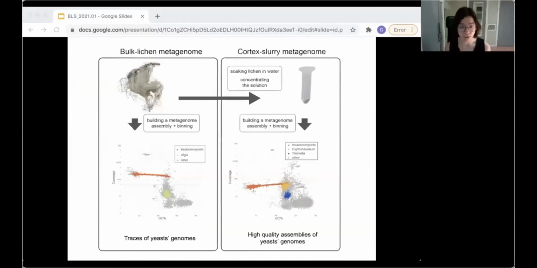Here is our protocol summed up. We generated two metagenomes. One of them from an intact fragment of a lichen, we called it bulk lichen metagenome, and the other from the sample we called cortex slurry.